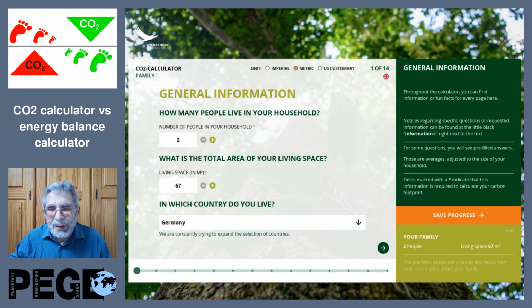And here I start. This is not my current housing situation. I hope this will be true in autumn 2024 in my own GEMINI next generation house. So there will be 2 people in 67 square meters. I had to enter Germany because Austria was not available in this calculator.